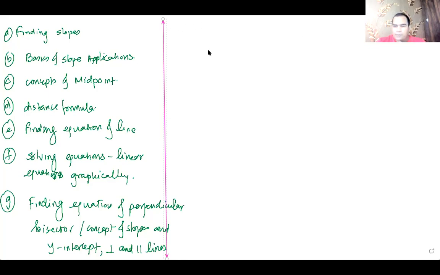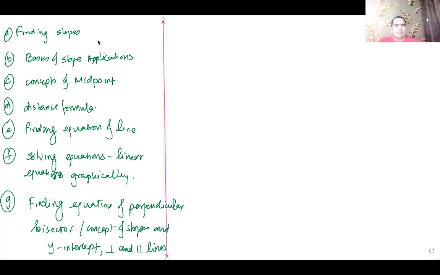So the first objective in this part will be to actually interpret and understand the concept of slope. Then we're going to go towards the applications: finding the equation of a line, finding the midpoints, then solving linear equations graphically. And of course, one of the major important parts is finding the bisectors, and finding the equations of parallel and perpendicular lines.